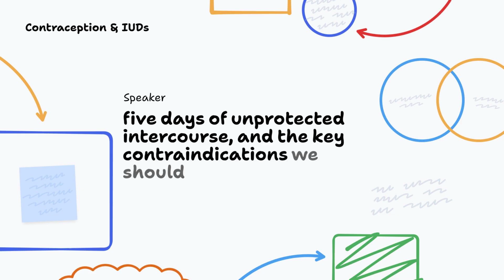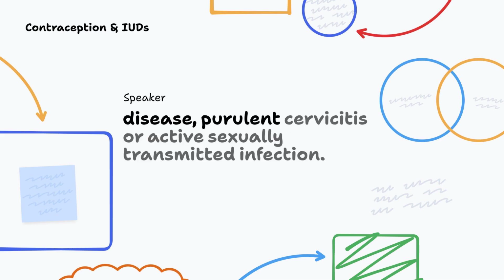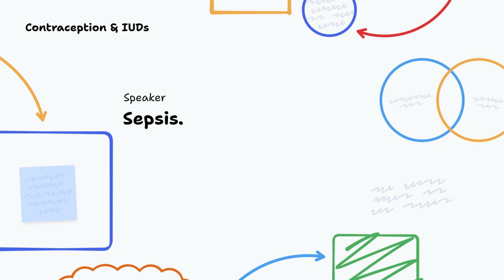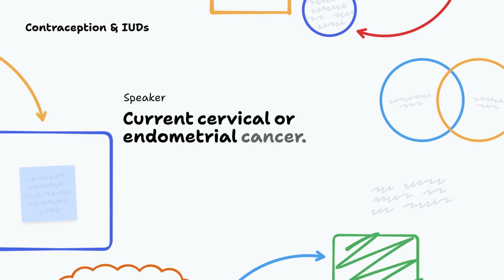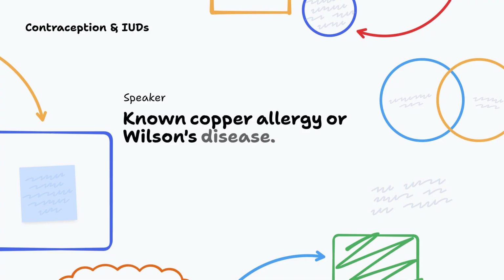And the key contraindications we should not miss? Absolute ones are known or suspected pregnancy, current pelvic inflammatory disease, purulent cervicitis or active sexually transmitted infection, unexplained abnormal uterine bleeding pending evaluation, postpartum or post-abortion sepsis, current cervical or endometrial cancer, distorted uterine cavity, known copper allergy or Wilson's disease.